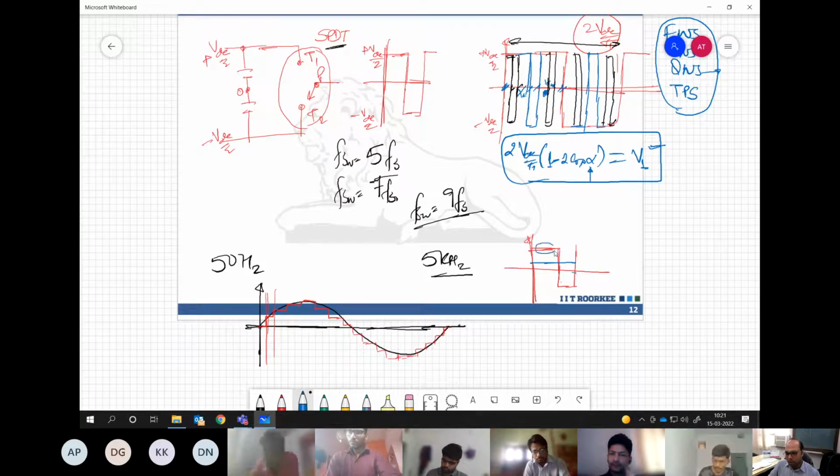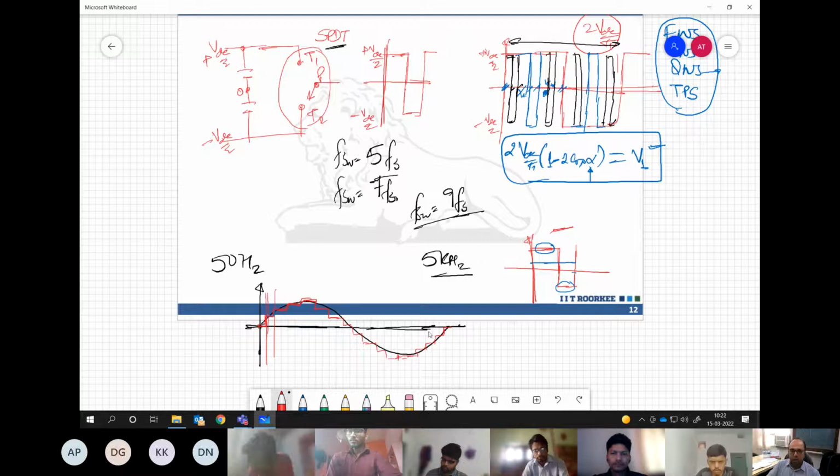If you operate for equal duration, the voltage is 0. If you operate for more positive duration, then the voltage is positive. If you operate for more negative duration, the voltage is negative. This is all we have seen. So each voltage level, what we have drawn over here, the staircase waveform, can be realized using this kind of operation. We are switching much faster.